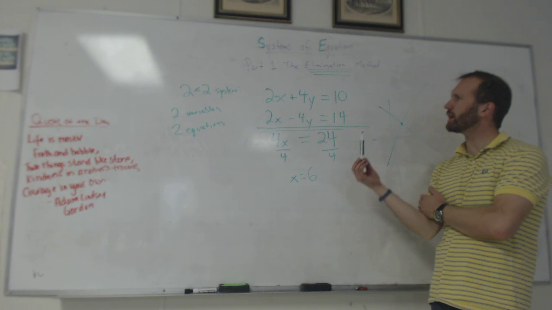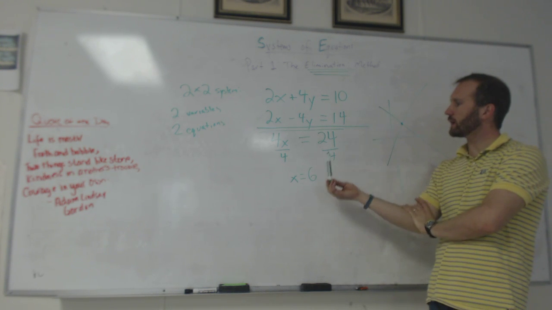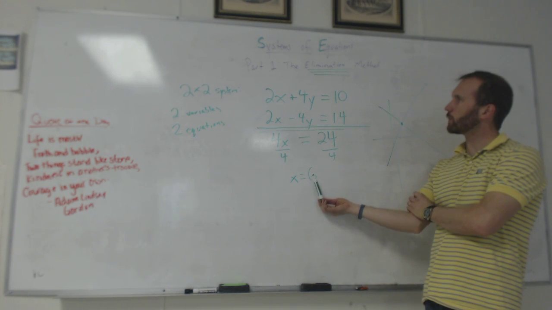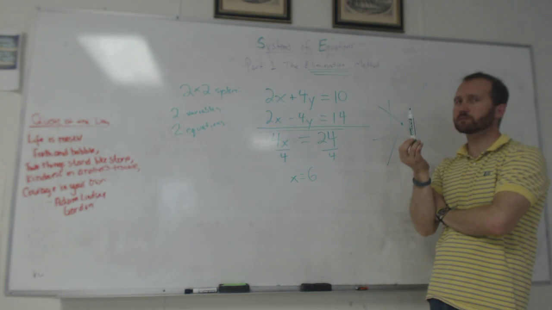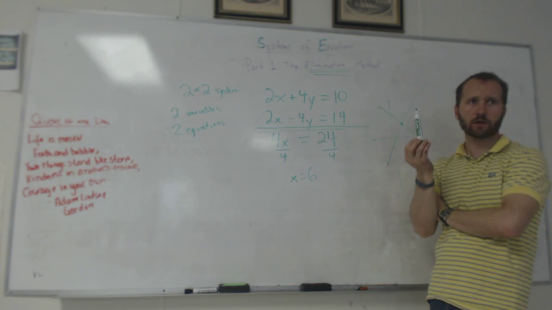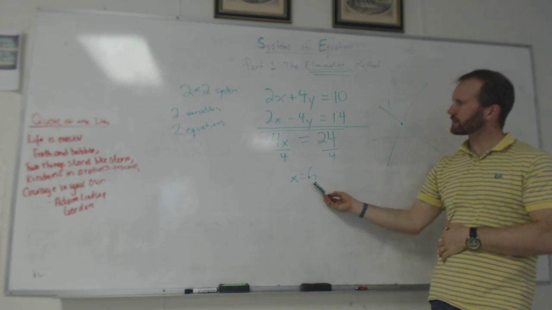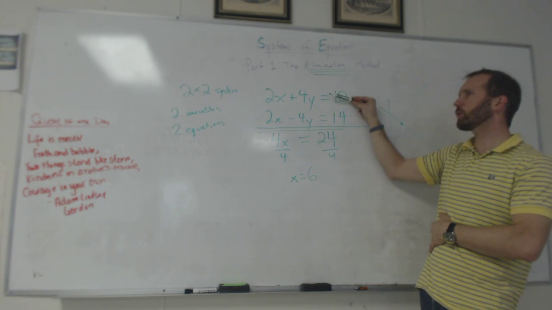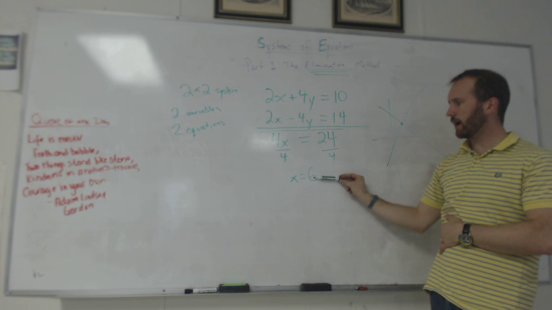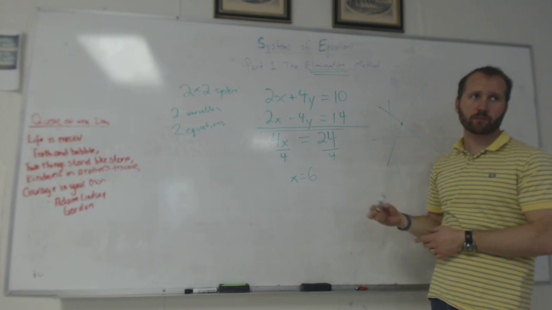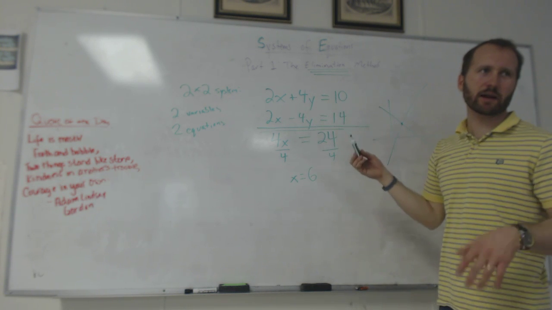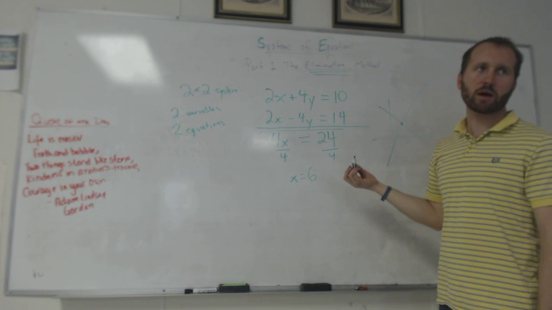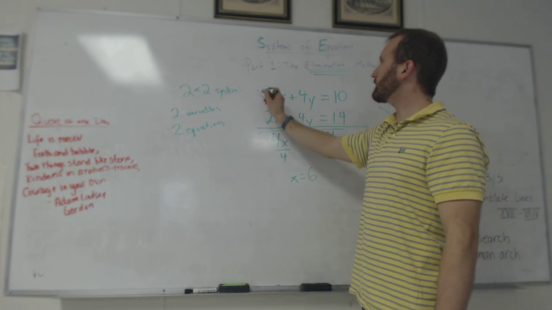The way that we find y is we take x and we plug it into one of these equations. Okay? So I'm going to take x and I'm going to rewrite one of these equations with x equaling 6. I'm going to choose this one because it has all positives. I don't want to deal with the negative numbers right now. Okay? So I'm going to take this equation right here.